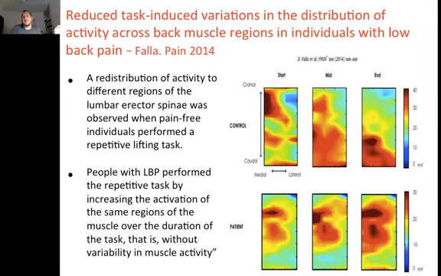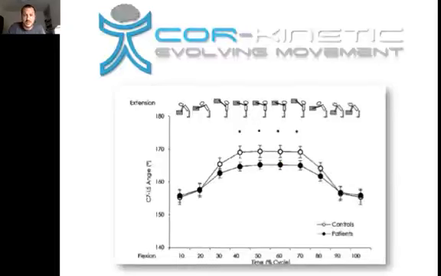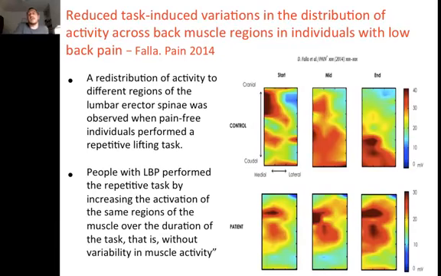We see this in a great paper from Deborah Fowler, and they used a whole bunch of fine wire electrodes, and they stuck them in different points of the erector spinae. What they found is that the healthy control group, as they went through a lifting task, redistributed activity to different portions of the muscles. So they had variability, and that's probably really important for things like endurance, for creating different coupling patterns between kinematics and neural feed forward and feedback processes, and maybe pain responses that are coupled.